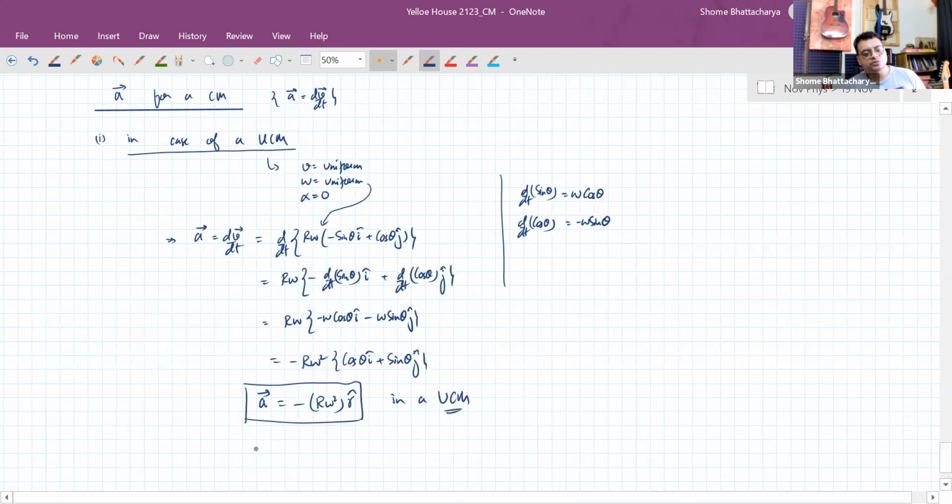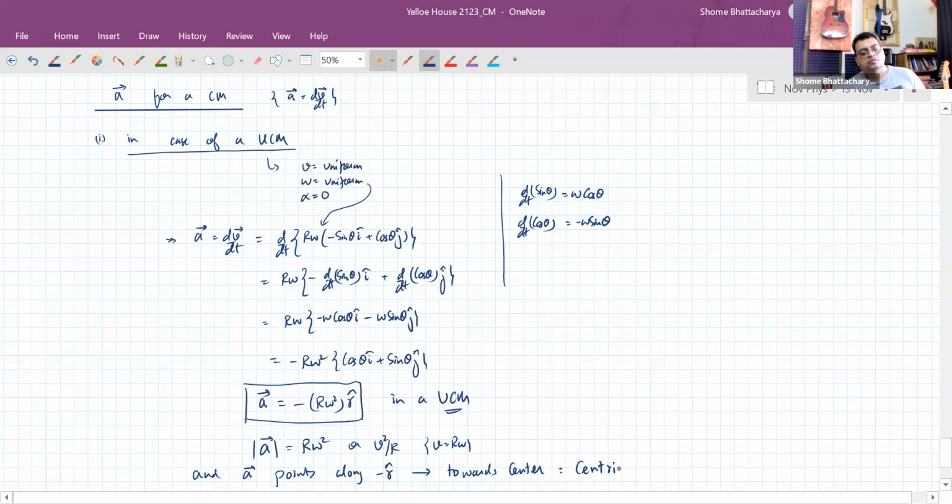We'll come to non-uniform circular motion, but so the magnitude of the acceleration is r omega square, or this can also be written as v square by r, because v is equal to r omega universally. Okay, and the acceleration vector points along minus r cap. That means it points to the center. So hence, as you know, this is called centripetal acceleration because it points towards the center. So the term centripetal refers to that. It points towards the center.